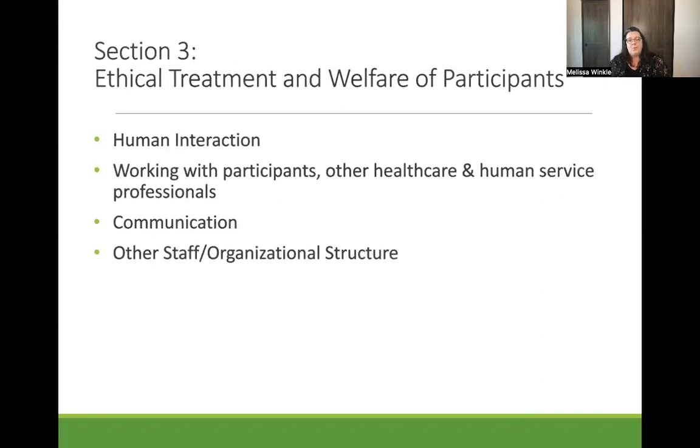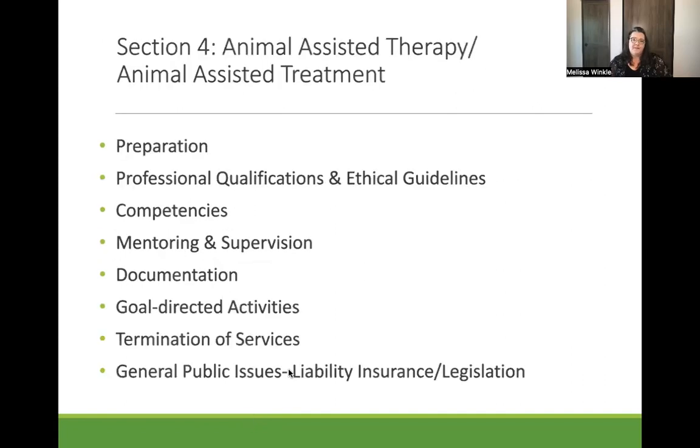When we think about the ethical treatment and welfare of participants, we want to offer guidance on human interactions and working with participants, and again, those other healthcare and human service professionals. We want to make sure that we give guidance for clear communication and other staff or organizational structures. For animal-assisted therapy or animal-assisted treatment, we want to offer guidance about preparation, professional qualifications and ethical guidelines, competencies, mentoring and supervision, documentation, goal-directed activities, termination of services, and general public issues. So again, we look at liability and insurance legislation.